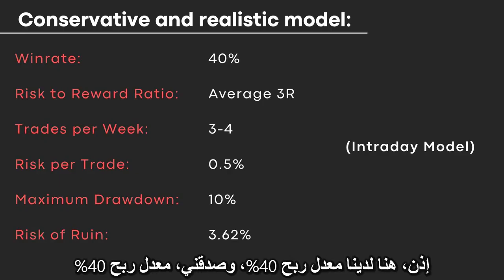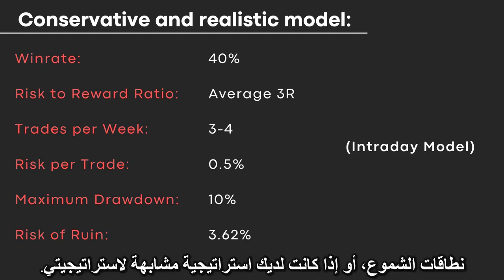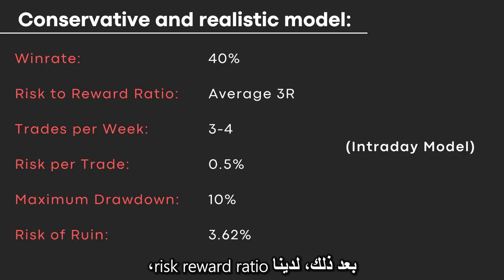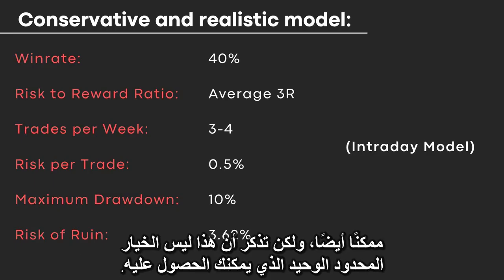So here we've got a 40% win rate, and believe me, a 40% win rate is pretty easily achievable and feasible if you are using my approaches in the correct way to trade candle ranges, or if you have a strategy similar to mine. And next up is the risk to reward ratio, which for this model has an average of 3 RR, or 3 to 1 risk to reward ratio, which again is feasible, but also remember this isn't the only option you can have.